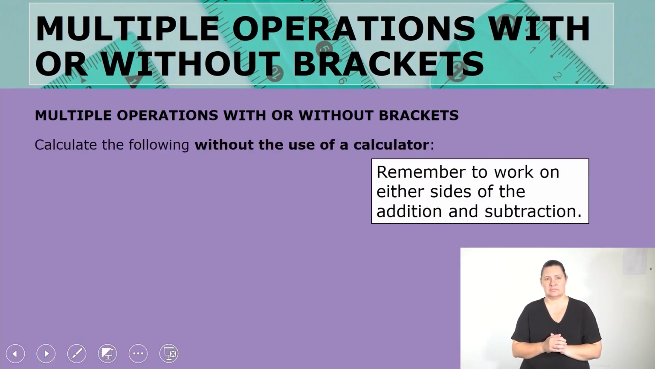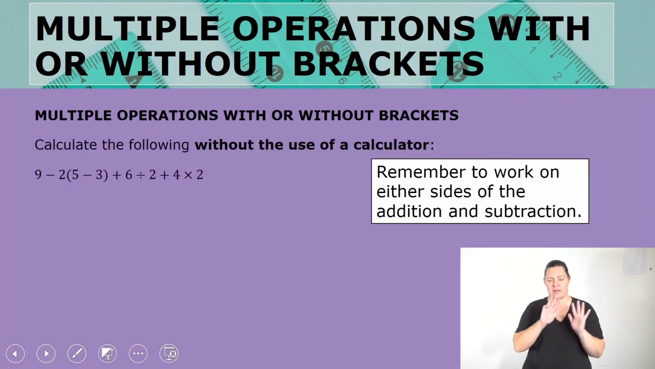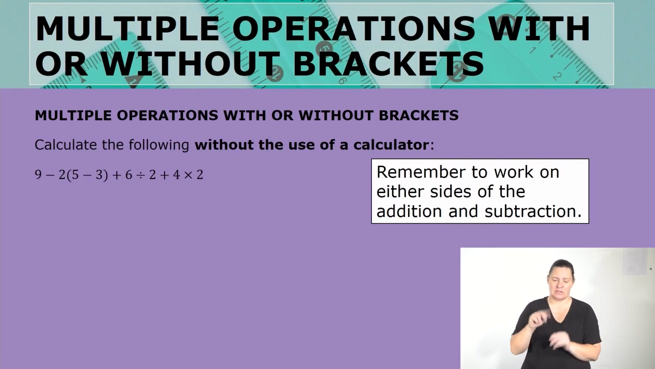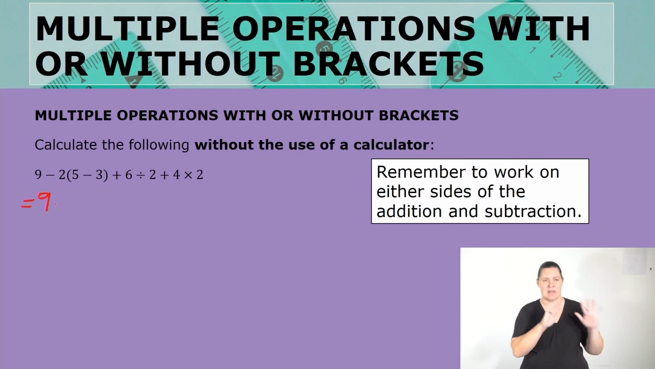Now, the next one is 9 minus 2 open bracket, 5 minus 3 close bracket, plus 6 divided by 2 plus 4 times 2. Now remember to work on either sides of the addition or the subtraction, just to work with those terms. So we have here 9 minus, and I'm going to calculate that term there, which is 2, and then in the bracket it's 5 minus 3, which is 2.